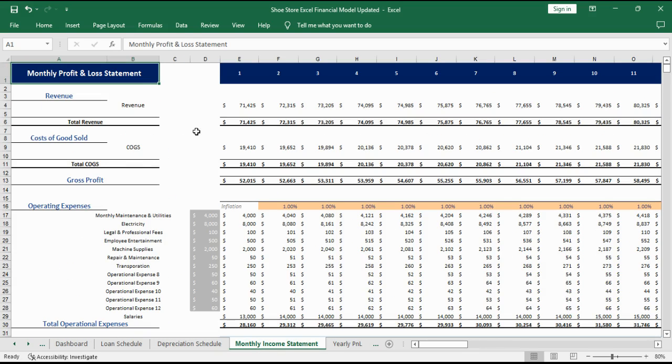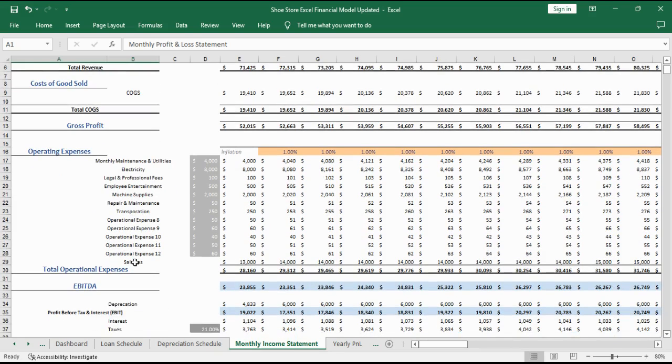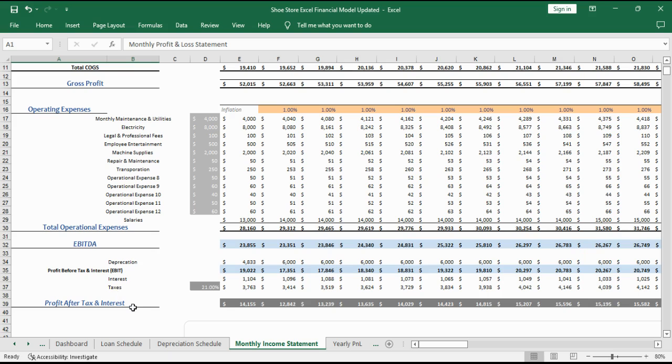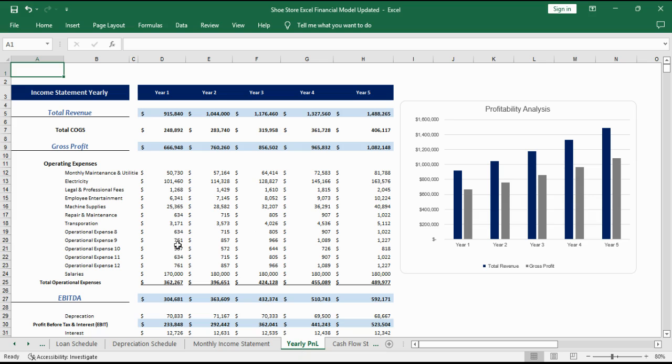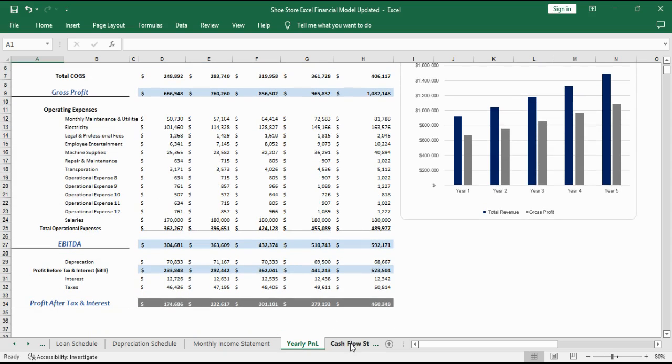Monthly income statement provides an overview of the monthly profitability based on total revenue, cost of goods sold, gross profit, total operating expenses, and net income after interest and taxes. Yearly profit and loss statement summarizes the details provided in the monthly income statement and provides the annual profitability measures.